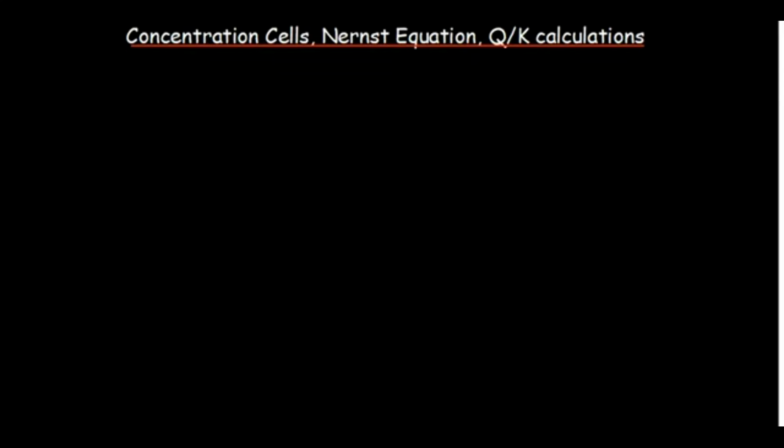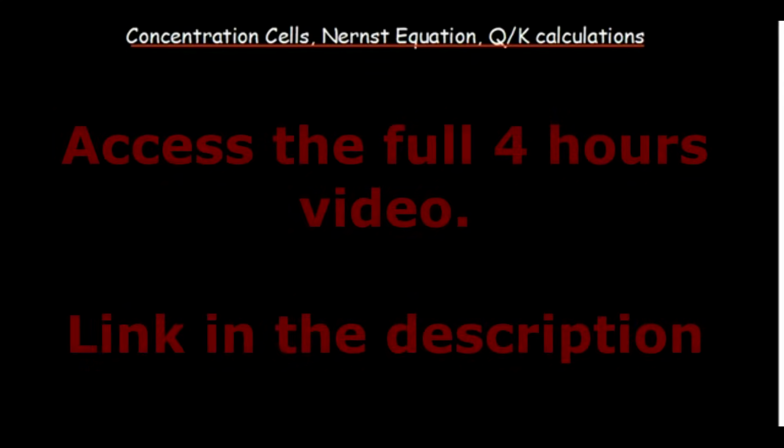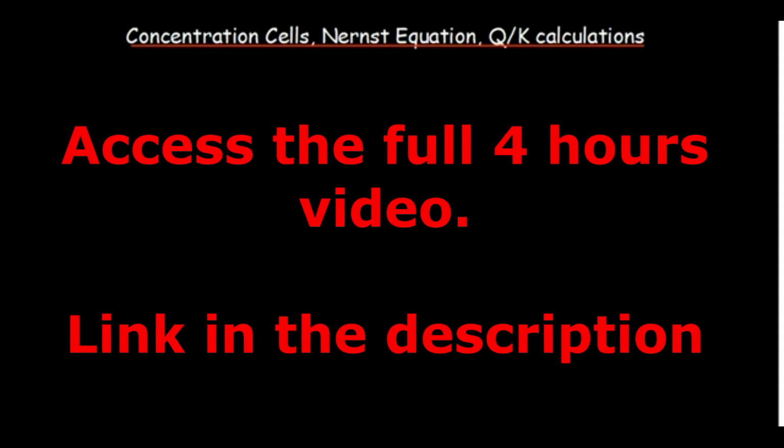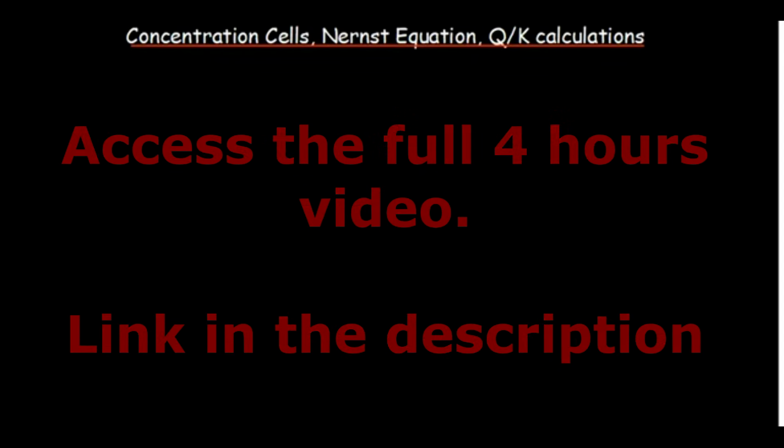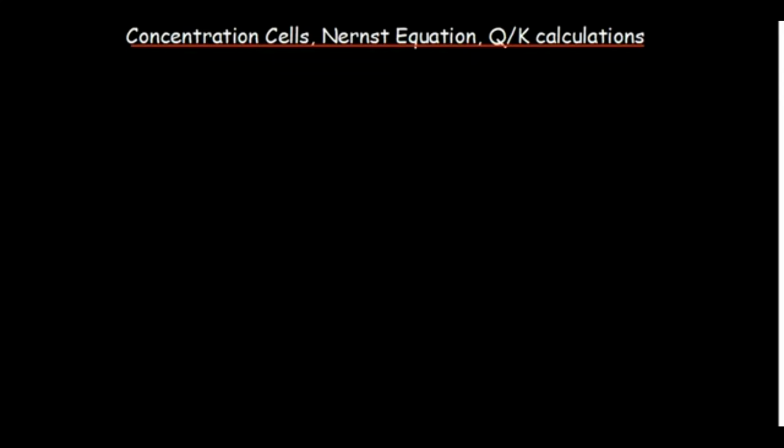In this tutorial, we're just going to go over concentration cells. We'll move on and talk about the next equation as we get to look at the Q and K calculations under electrochemistry. So let's get started. We've already talked about galvanic cells, right? We said the galvanic cell is also called the voltaic cell, and we looked at determining the standard cell potential of a galvanic cell.